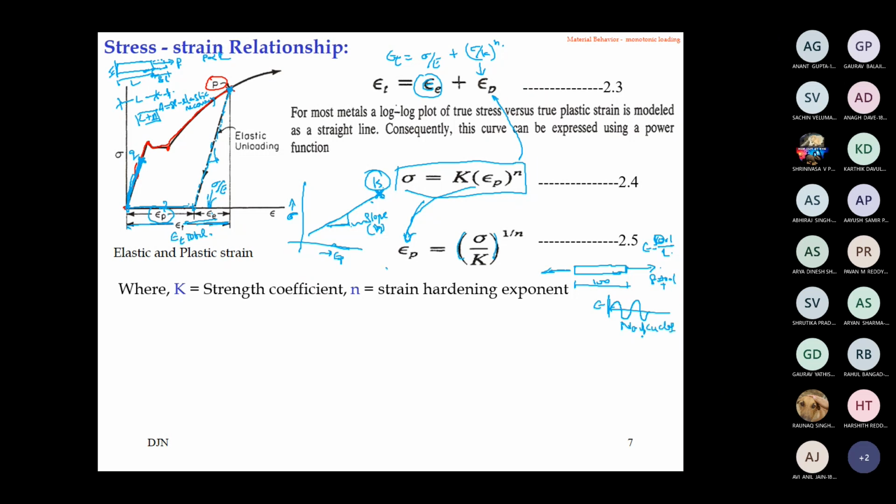Number of cycles, or we can talk about time t. Within time t, how many cycles? Okay, so in case of strain life, we are applying the strain. So this is a total strain, epsilon t. This much is the total strain amplitude we are applying over the component.